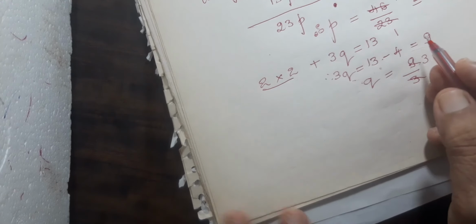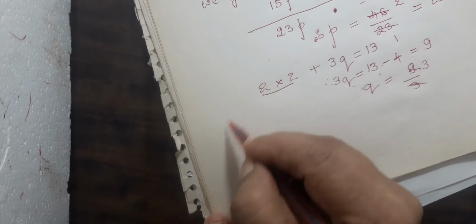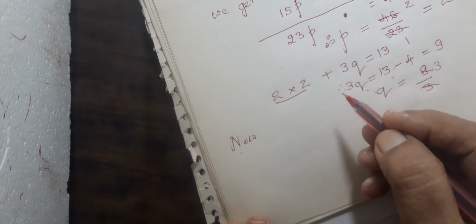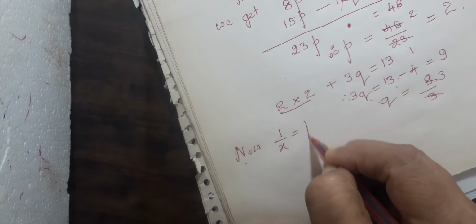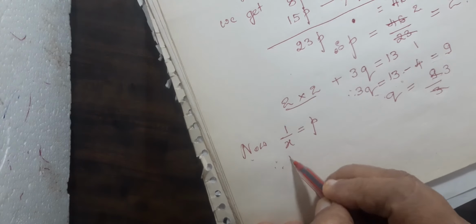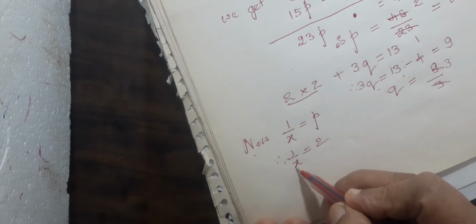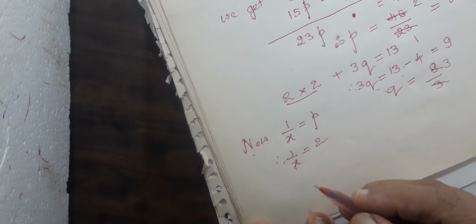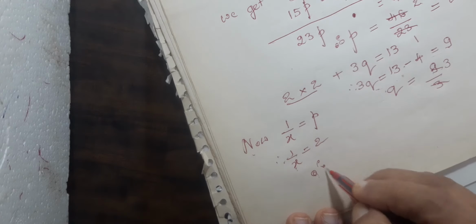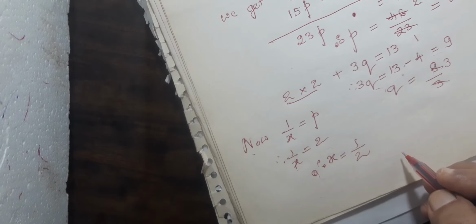We have got that. But our p is our 1 by x. We have to go back to what we have taken. Now we have to go back to get the value of x and y here. So now 1 by x is equal to p, isn't it? Therefore 1 by x is equal to p, which means 2. So just take x to the top and 2 you can bring down. Therefore you get x is equal to half.